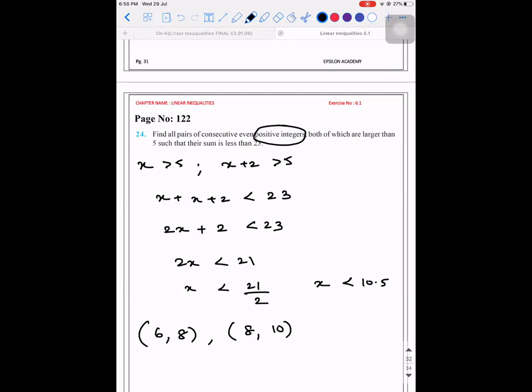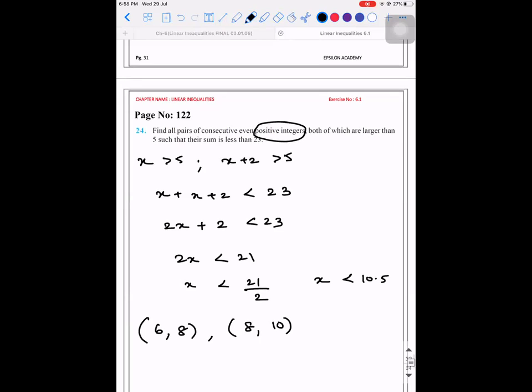10 is not possible, sir? Why? Because it's not equal to 10, only less than 10. Less than 10.5 means I can include 10 also, no? Okay, sir. I thought we are taking the integer value as 10. No. Then I can take 10 and 12. Yes, sir.